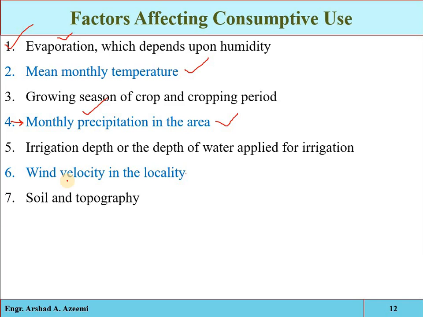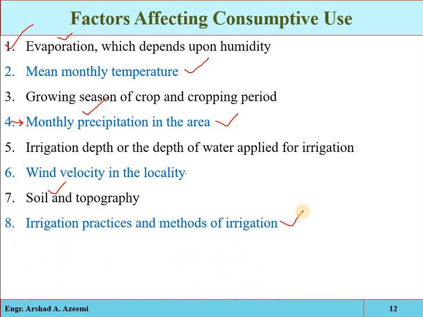Okay, soil and topography. Different types of soil have different characteristics, like permeability, storage characteristic or field capacity. So a different amount of water will be available. If a different amount of water is available under different soil conditions, then automatically the consumptive use will be different. The irrigation practices and methods of irrigation, as we have discussed, for surface irrigation the evaporation rate is high. If the evaporation rate is high, automatically that amount will be counted in the utilization of the crops. So an efficient method should be used.